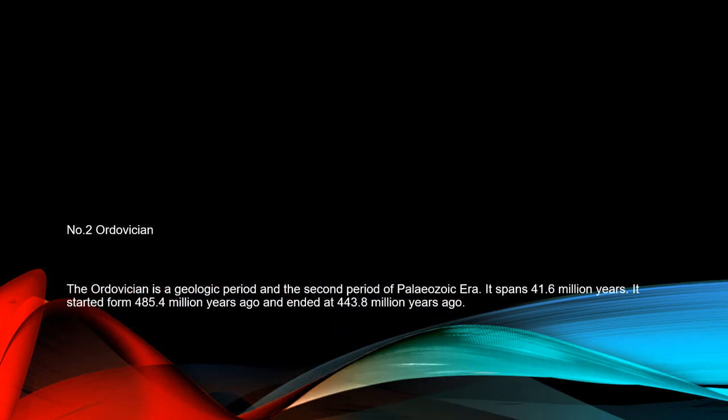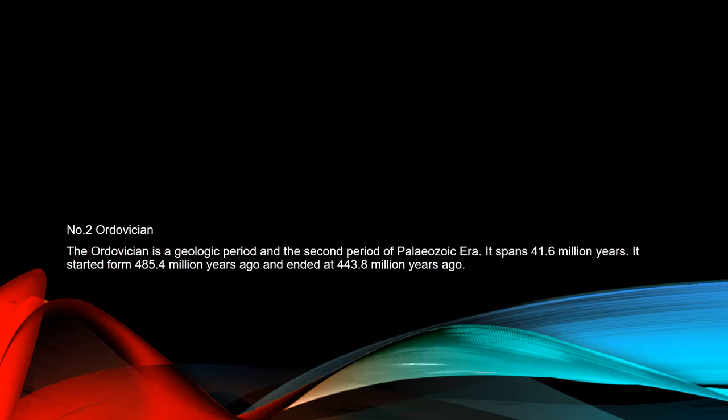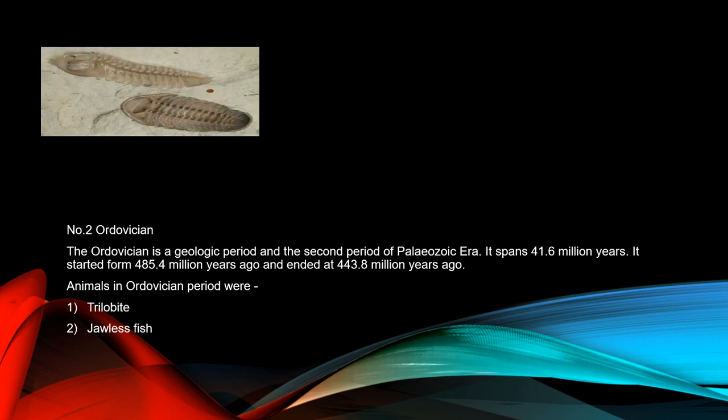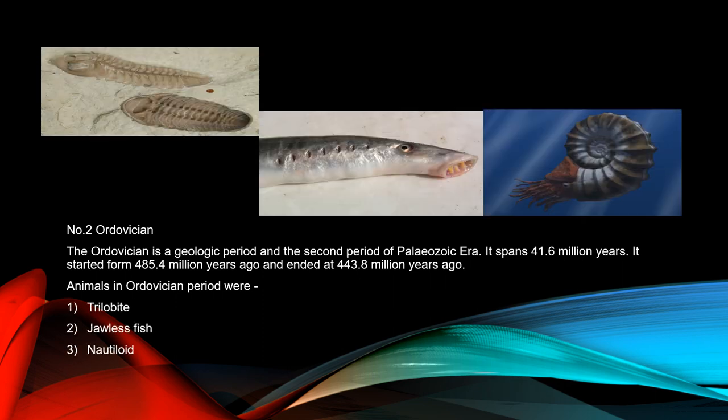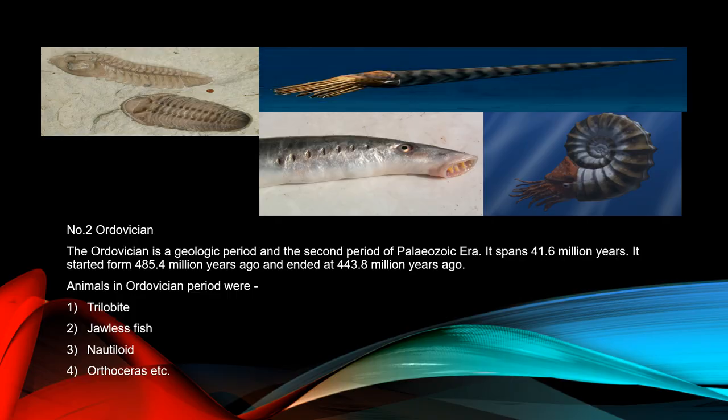Number 2. Ordovician. The Ordovician is a geologic period and the second period of Paleozoic era. It spans 41.6 million years. It started from 485.4 million years ago and ended at 443.8 million years ago. Animals in Ordovician period were trilobite, jawless fish, nautiloid, orthoceras, etc.